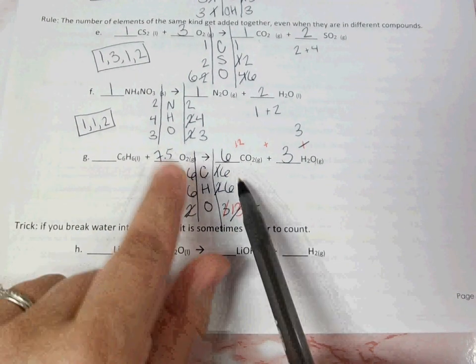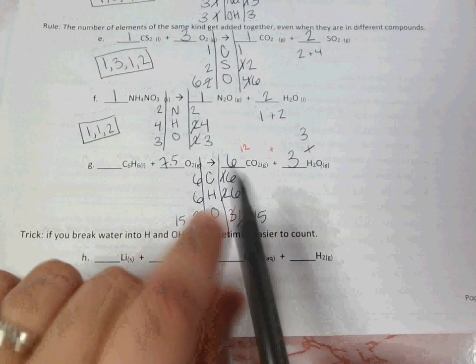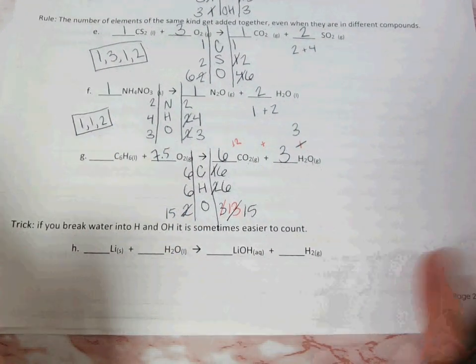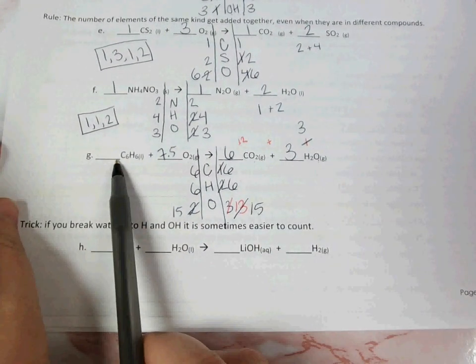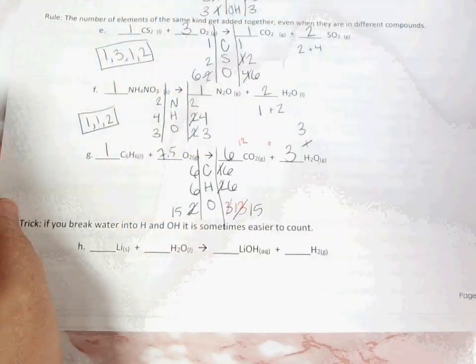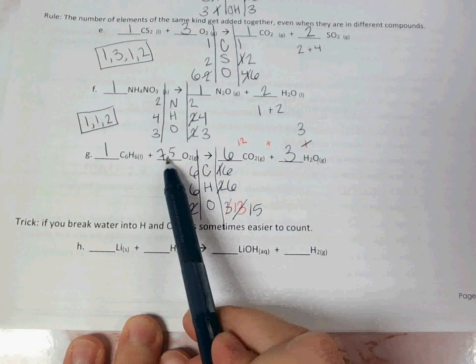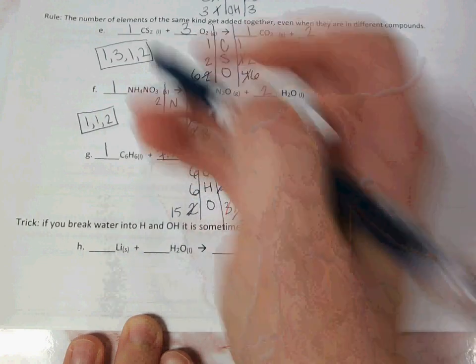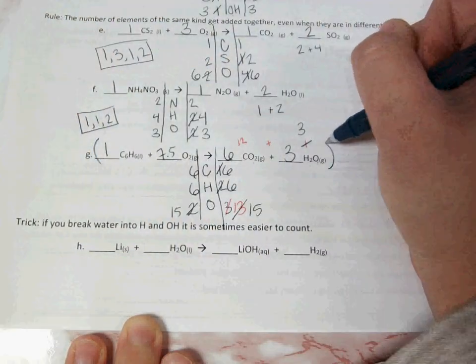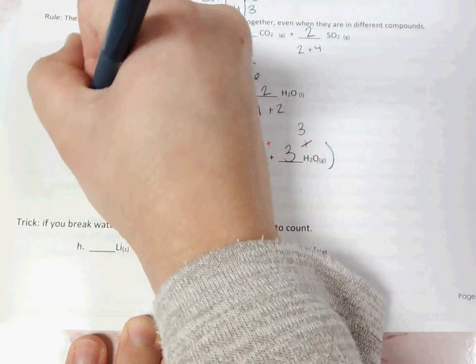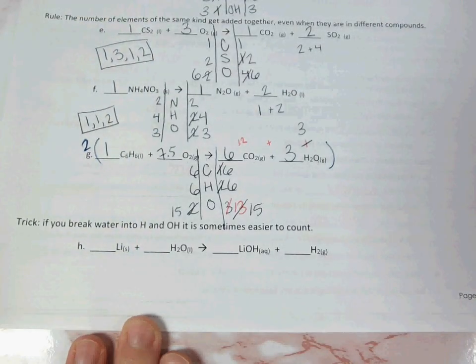So if I have 6 and 6, 6 and 6, and then 15 and 15, we're all the way balanced. So then what number would go here? 1. So you put that 1 there. Keeping in mind that this is all temporary because I cannot balance my equation with a decimal. So the way that I'm going to get rid of this decimal right here is by multiplying my entire equation by 2, and then I'll just change every single one of my coefficients to be double what it currently is.